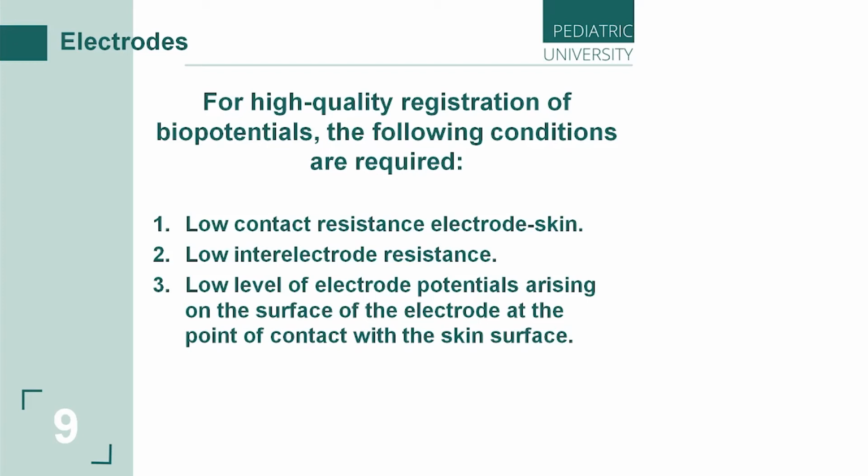Larger electrodes usually have a lower resistance. Surface electrodes have a resistance of 2000 to 10,000 ohms, and small needle electrodes have a much higher resistance. From the above, the following conclusion can be drawn. For high-quality registration of biopotentials, the following conditions are necessary. What conditions? First is low contact resistance between electrode and skin. Next is low inter-electrode resistance. And last, a low level of electrode potentials arising on the surface of the electrode at the point of contact with the skin surface.